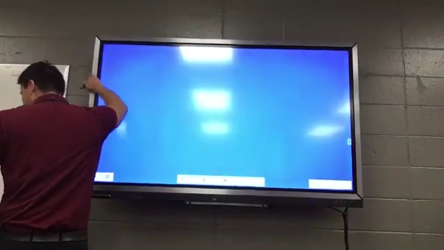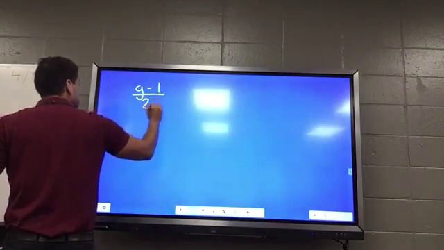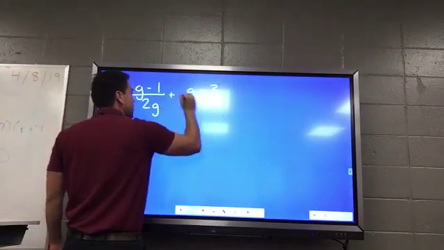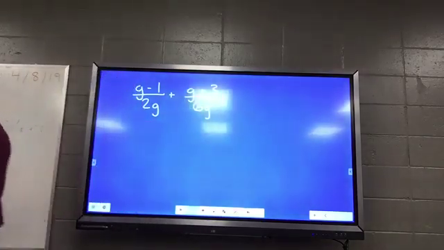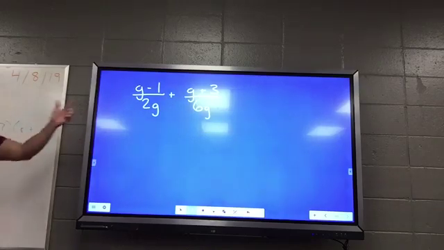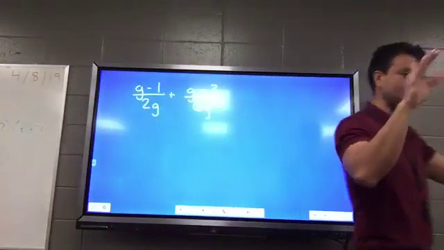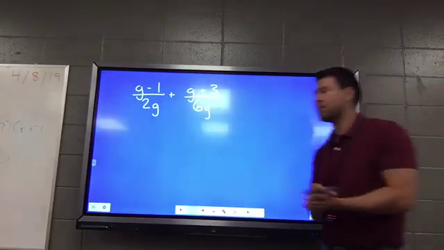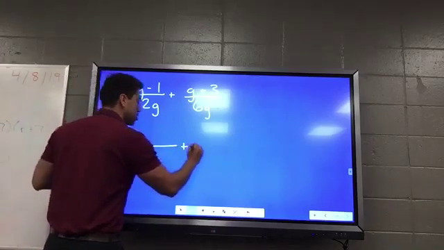Example number 1 on page 317: (g minus 1) over 2g plus (g plus 3) over 6g. All right, so we're just reviewing the first type of problem. Don't forget, g minus 1 is one thing, g plus 3 is one thing. Don't just split it up without factoring. What's the LCM of the denominators? 6g. So I want to make both denominators 6g.